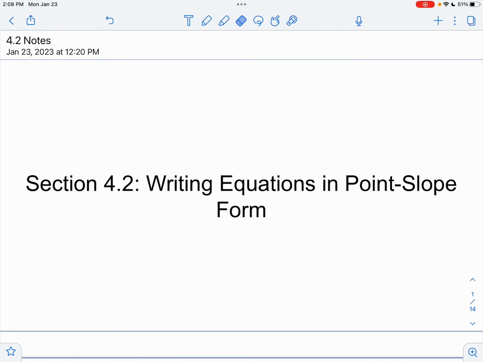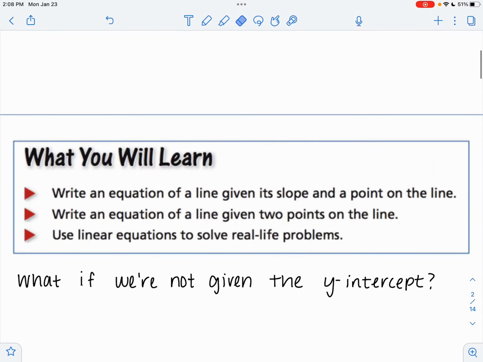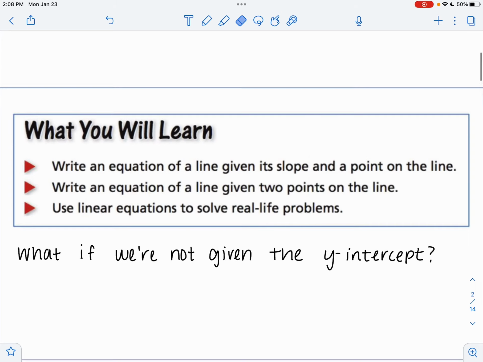Going to cover 4.2, which is writing equations in point slope form. The reason why we need this is the problems that we've done so far, we've been given the y-intercept. We've been able to calculate the slope, and we've been given the y-intercept either on a graph or through a point where x is 0. But oftentimes we're not going to be given the y-intercept, so we need another method to writing an equation of a line.